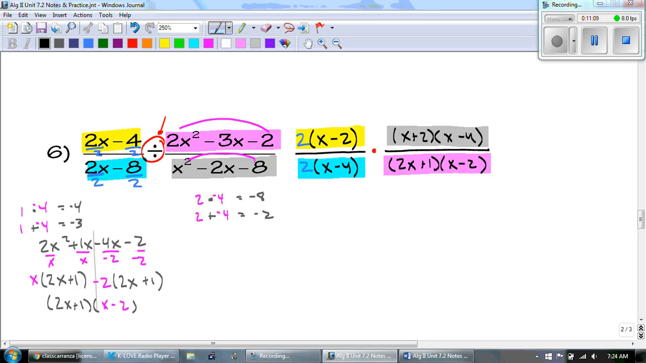So now we can start to cancel everything out. Okay? So, we've got x minus 2 and x minus 2, x minus 4 and x minus 4. My 2's cancel. But then I still have, what? Yeah, we have the x plus 2 and the 2x plus 1. And that's our remainder, because I can't cancel those out. There's nothing I can do with those, so that's it. I'm done. Okay?